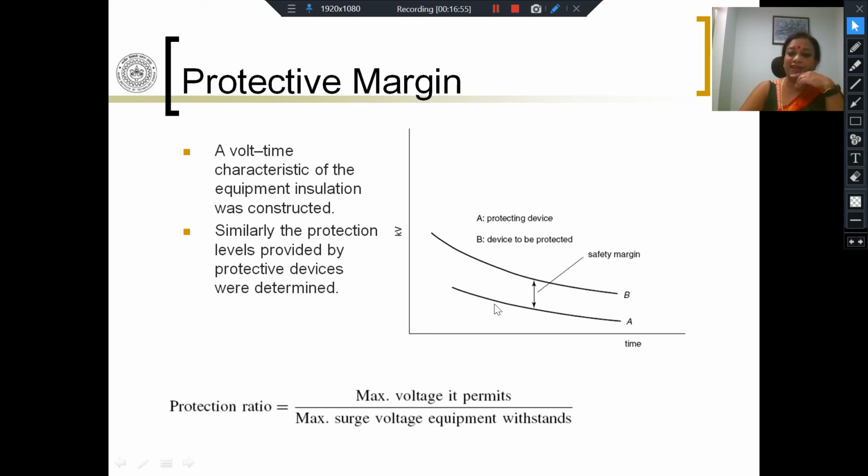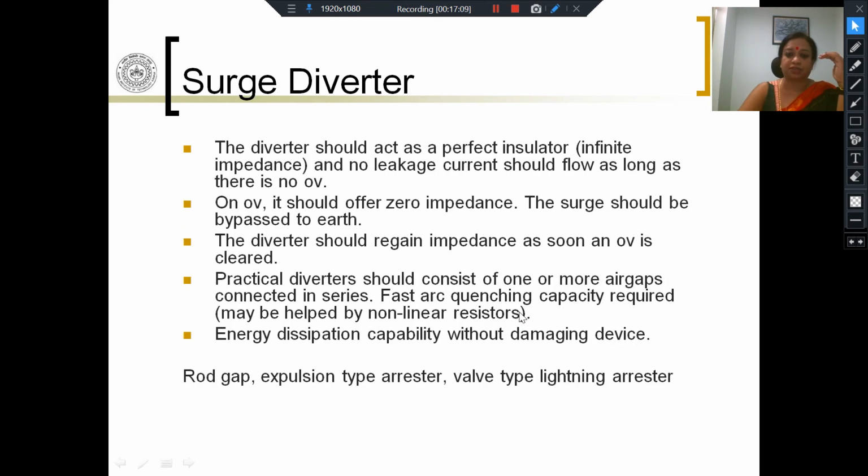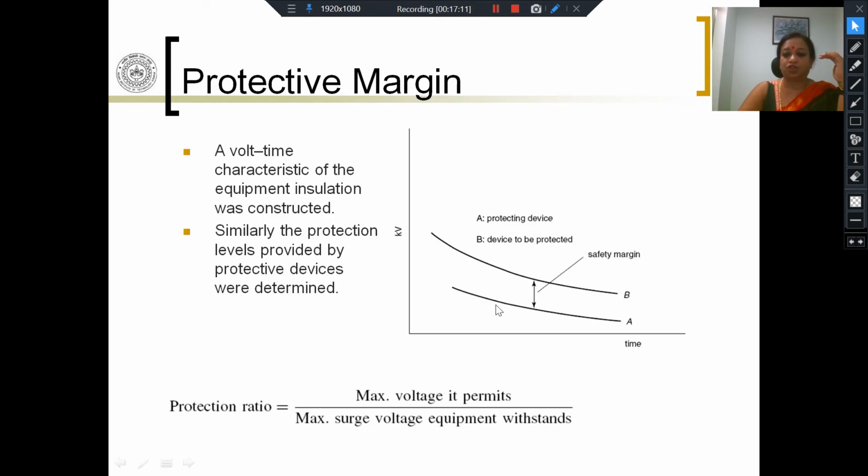The protecting device must have a volt time characteristic which is much lower, over all times, than the volt time characteristic of the device to be protected. And this difference at all times between the two volt time characteristics is called the safety margin. What safety margin you will use depends upon the particular application.